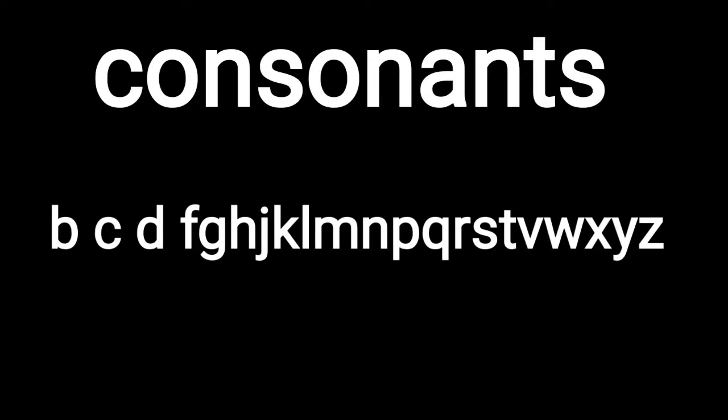Let's see. The vowels are the letters A, E, I, O, U. So if A, E, I, O, U are vowels, all the rest are consonants. Remember that we're not going by the letters, but we're going by the sound these letters give. Let's learn this better by looking into examples.